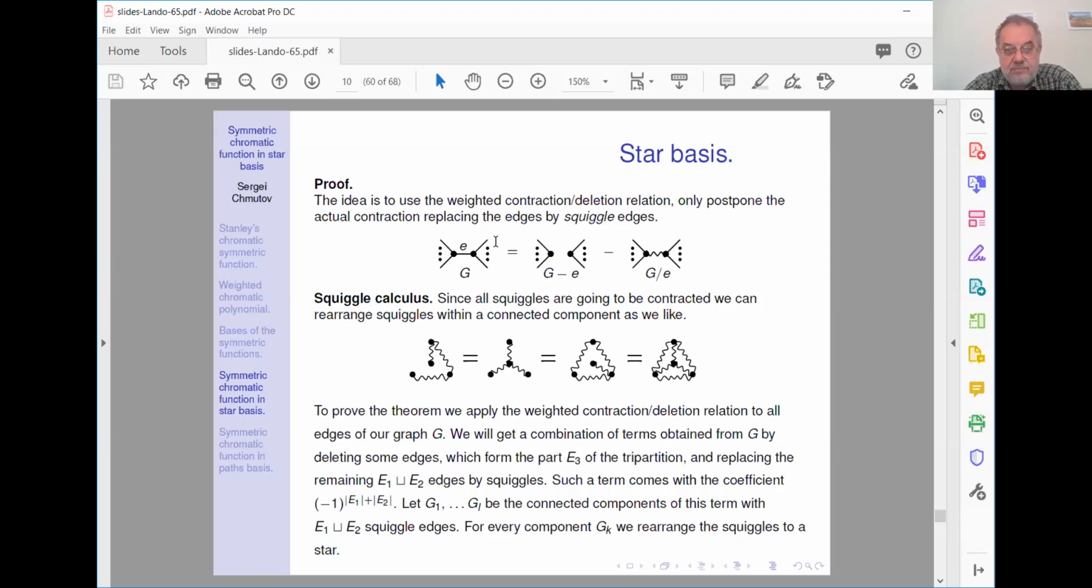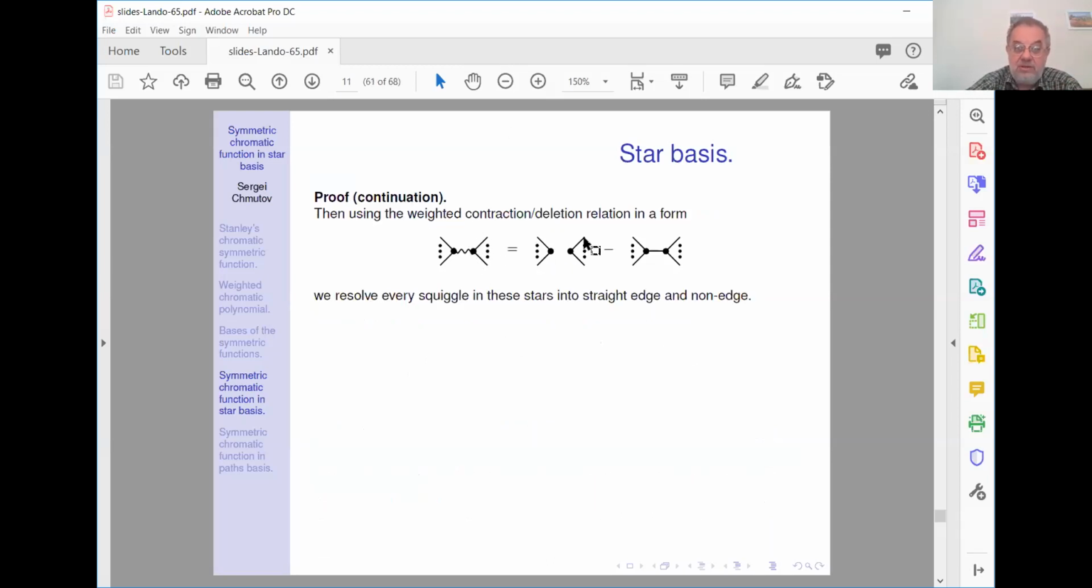And then I am going to do it backwards, the same contraction deletion. I am going to replace the squiggles, which until now are only stars of squiggles, by either an empty edge or a straight edge, the usual edge. So that is the same contraction deletion, only I just move these terms around like that.